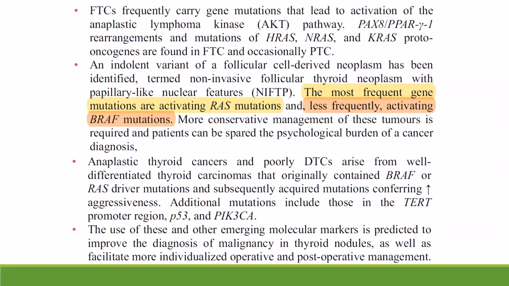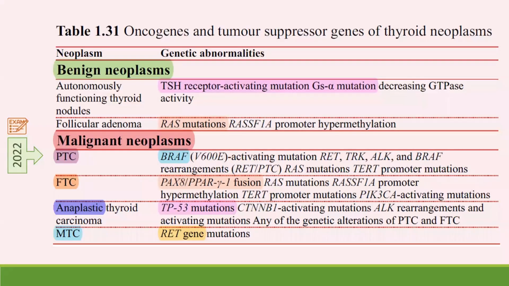occur in papillary and follicular, but in papillary BRAF is the most common, and in follicular RAS is the most common. Also in follicular, the PAX8 and PPAR gamma 1 fusion is a common gene mutation.